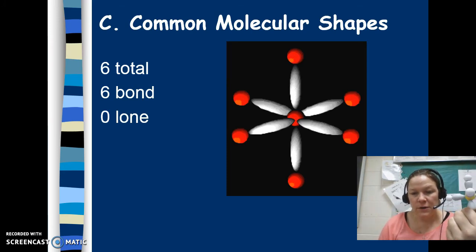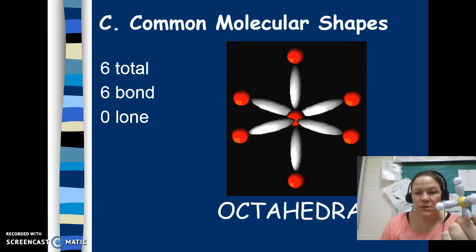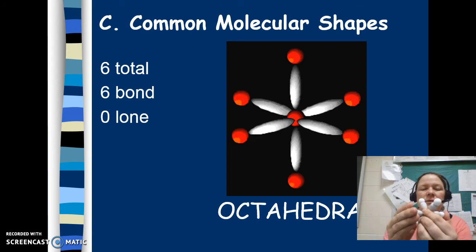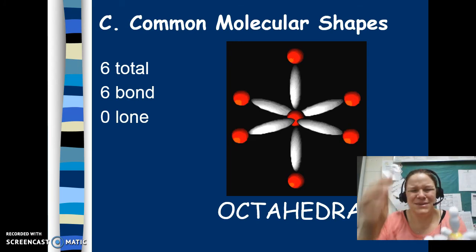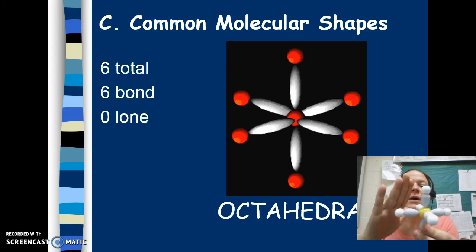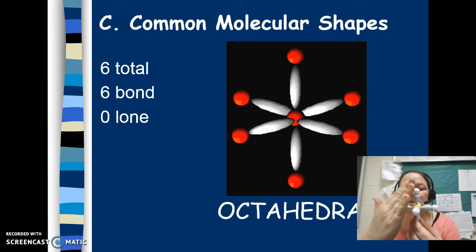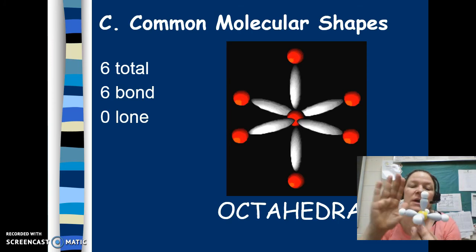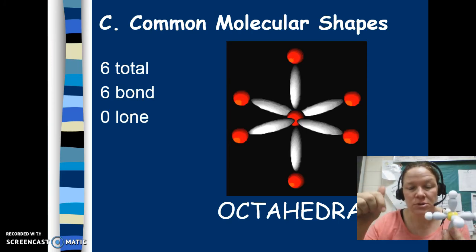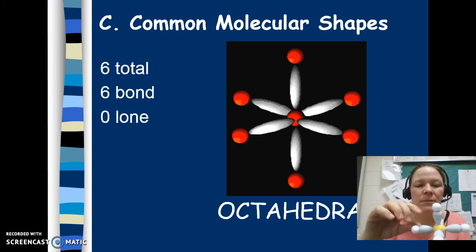Again, they're all going to get as far apart from each other as possible. So this one is going to be octahedral. And you may be going, okay, well, 6 is not octa. Where does that come from? Well, again, if I were to fill in all the sides and kind of make this a cube, there would be 8 sides to this structure. So that's where the octahedral comes from.